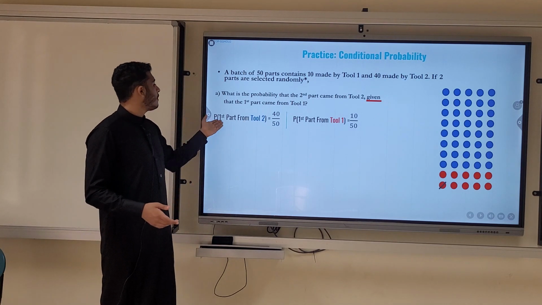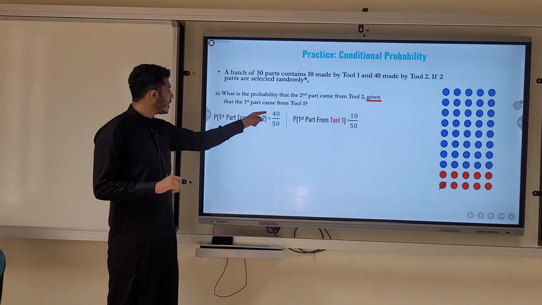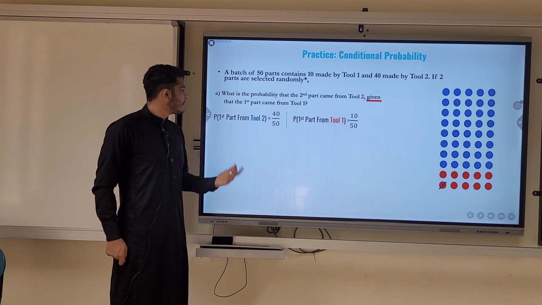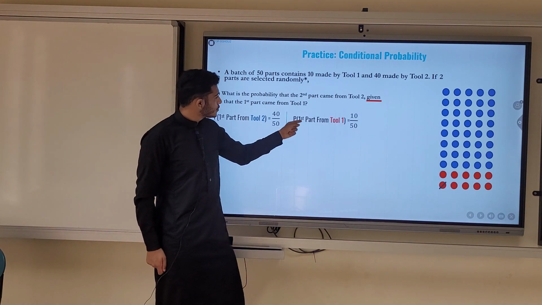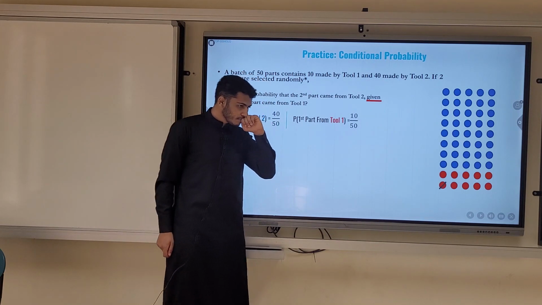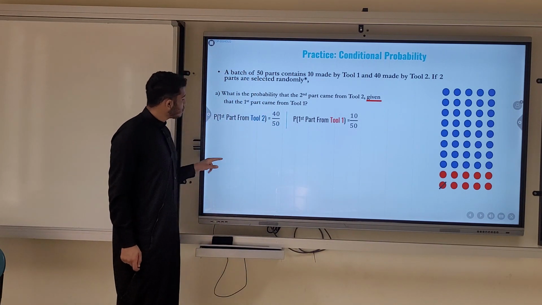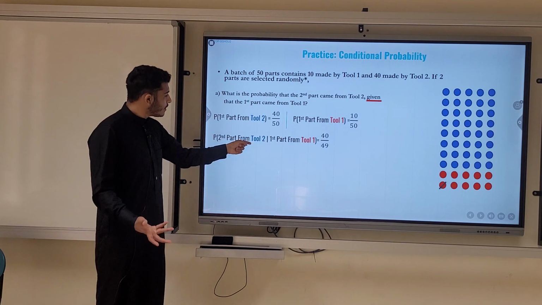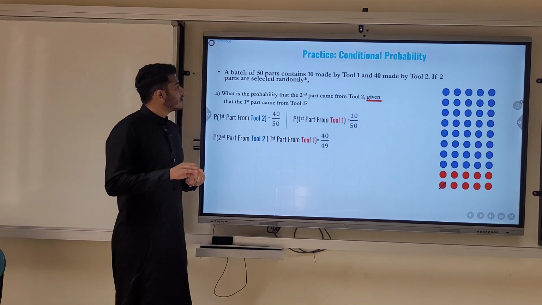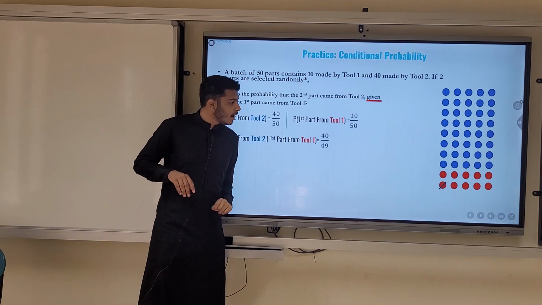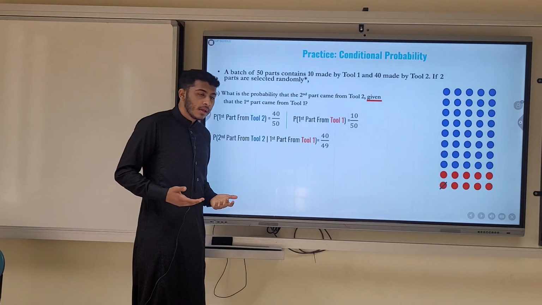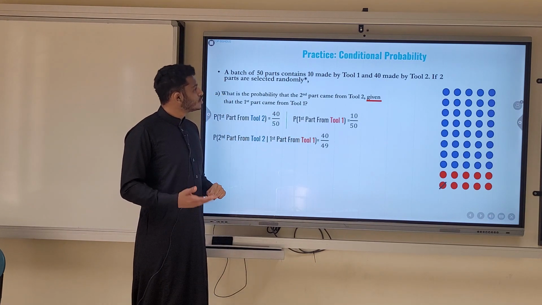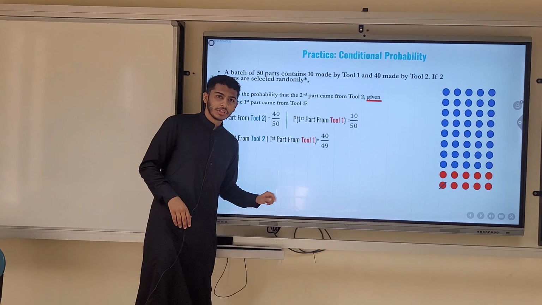So if you take a part from tool 1, the first part being from tool 1, you're going to have the probability of the number of parts from tool 1 over the total number of parts in the batch, which is 40 over 50, and the same goes for tool 2, 10 over 50. However, in this case, we're not finding this, but we are finding this long probability here, which is the second part from tool 1 given that the first part is from tool 1. And we know that we have already discarded the part taken from tool 1. So we are left with 49, and the number of parts made by tool 2 has not changed. So we have 40 over 49.